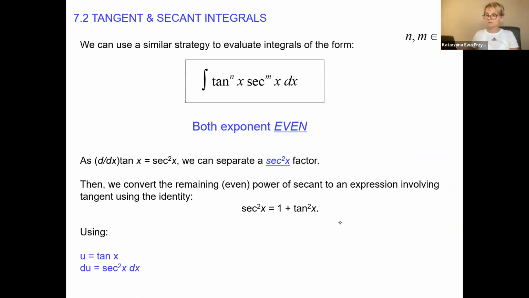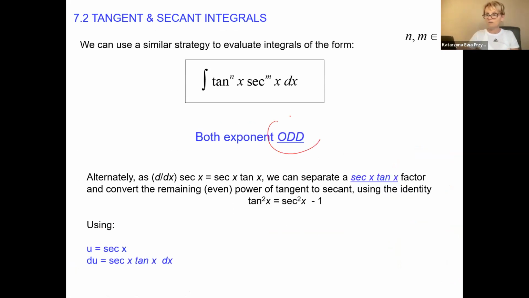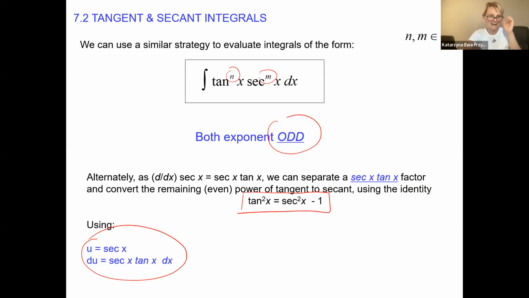Let me check this. Tangent, the same thing. If both are even, then we will do tangent because of the derivative. Yes, the derivative is secant square. And then if both are odd exponents, I'm talking about these exponents, then we will do secant because of the derivative, we can see no even powers. And also we have to know the Pythagorean identity. Okay, that's we remember this.